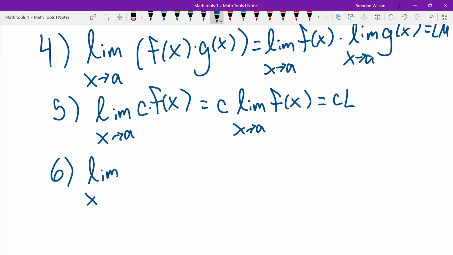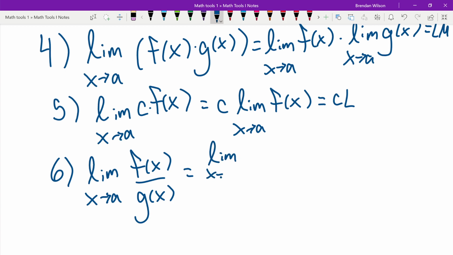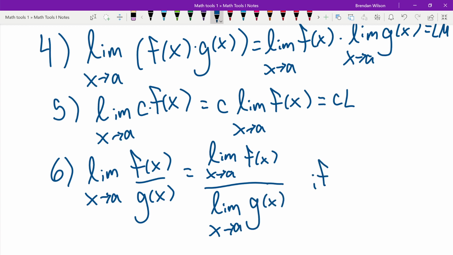So now division, same thing. The limit as x approaches a of f of x over g of x is equal to the limit as x approaches a of f of x divided by the limit as x approaches a of g of x if M does not equal 0. M, again, being the limit as x approaches a of g of x. So it works over division. You just have to be careful about dividing by 0, like always.